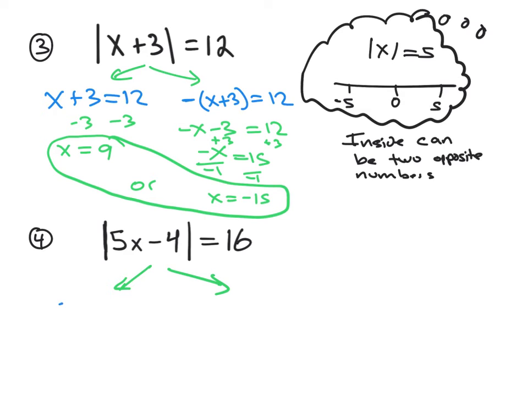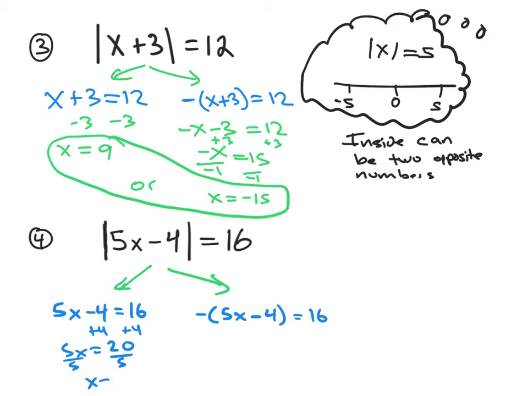So I'll get my positive equation, which means I change nothing, and my negative equation, which means I put negative in front of the absolute value, what was inside the absolute value. Okay, notice it turns into parentheses now. So here I'm going to solve the one on the left by adding 4. I get 5x equals 20. Divide by 5, I get x equals 4.